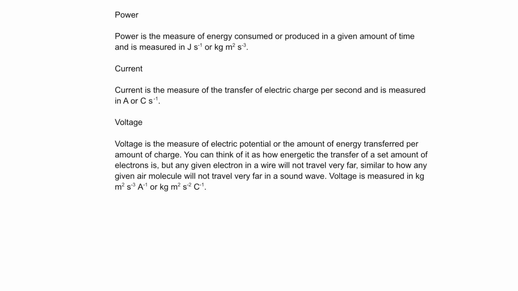Voltage is measured in kilogram meter squared per second cubed per amp, or kilogram meter squared per second squared per coulomb, or just joule per coulomb. And it's also just called volt. You can calculate it by dividing power by current. And voltage times current is power, and you can convert accordingly.